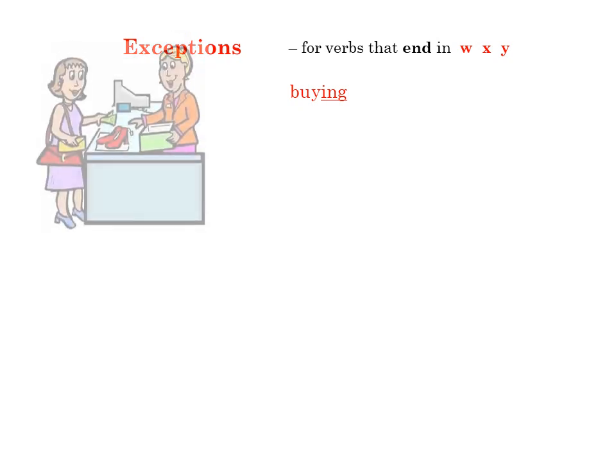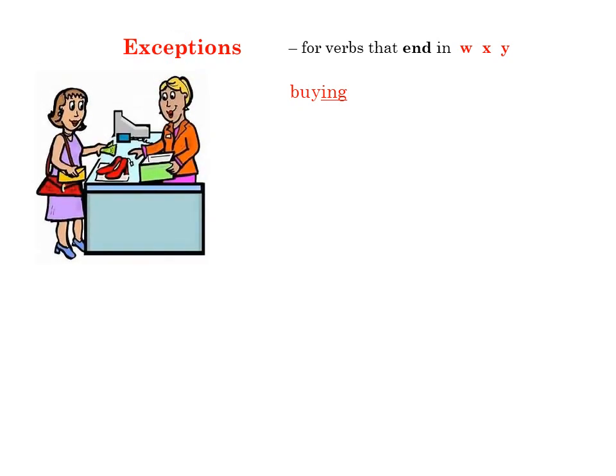Exceptions. For verbs that end in W, X, and Y, they are exceptions. Like the verb buy. It ends in Y, so you just add ing. Buying. Present tense. She is buying a pair of new shoes.